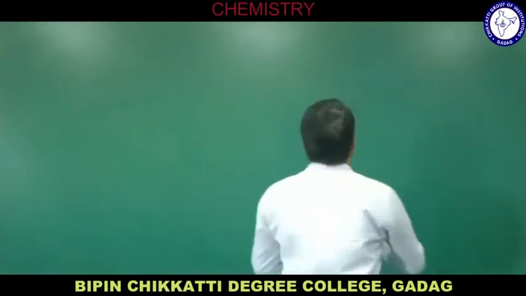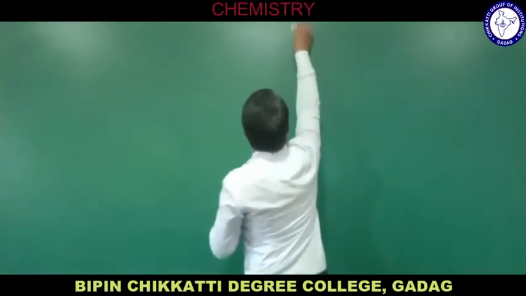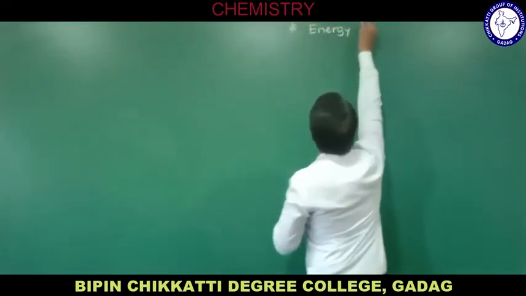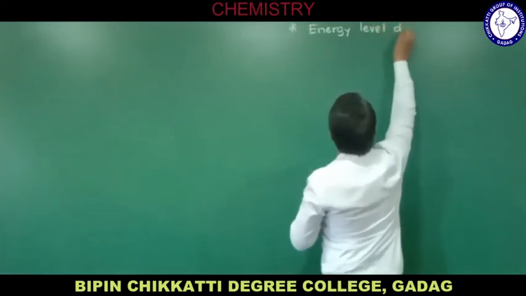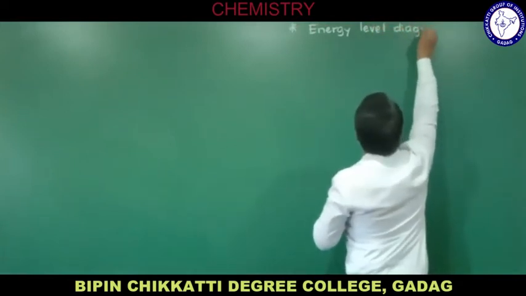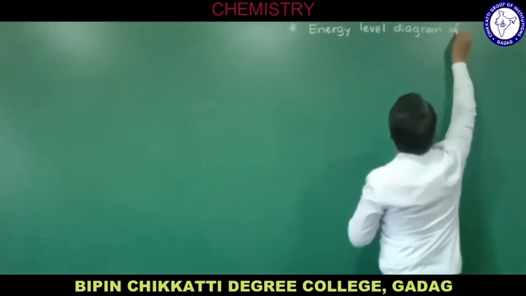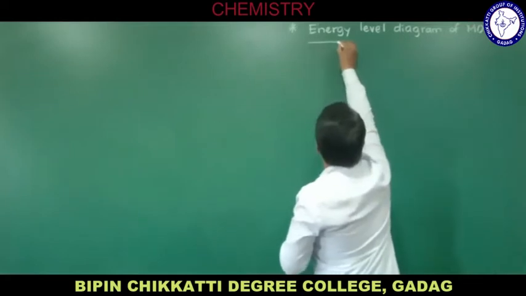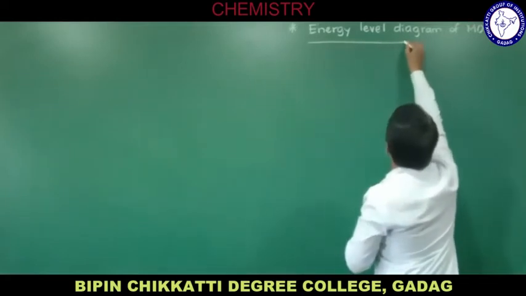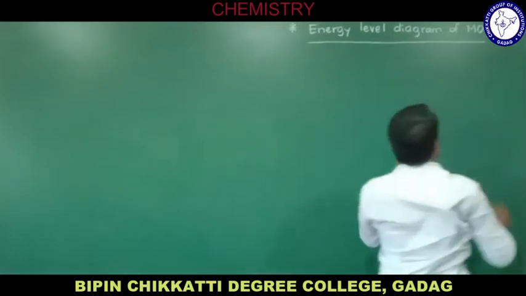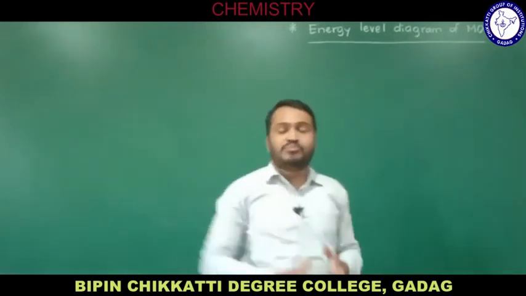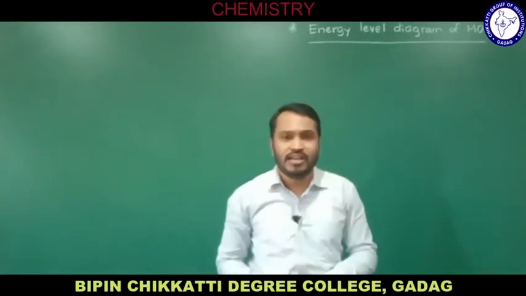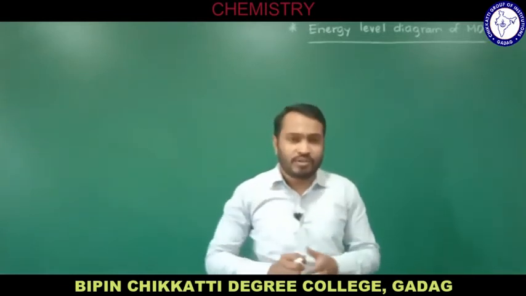So let me consider the energy level diagram. Let me write here: energy level diagram of molecular orbitals. We know that atomic orbitals combine and molecular orbitals are formed. There are two types of molecular orbitals that are going to be formed. One is bonding molecular orbital and one more is anti-bonding molecular orbital.